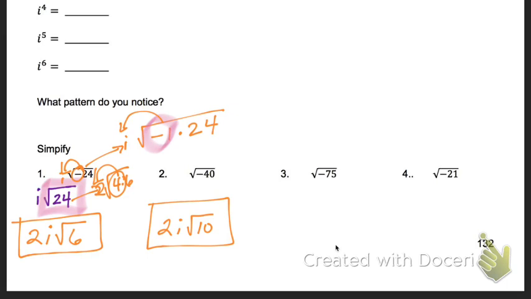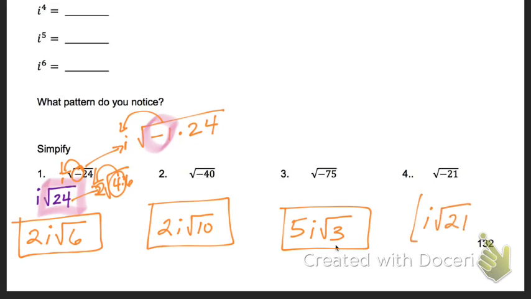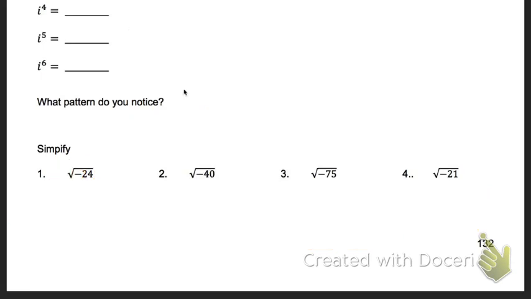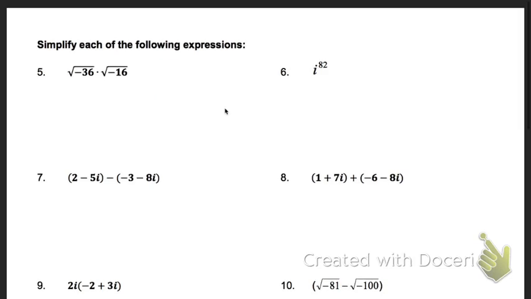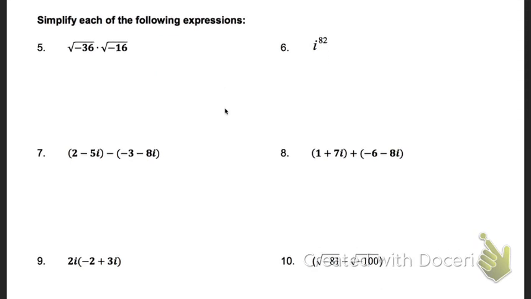What about number 3? 5i root 3. And number 4. Can I take any perfect squares out of there? No, so it would just be i root 21. Okay, it sounds easy. It's not bad. Okay. Number 5.